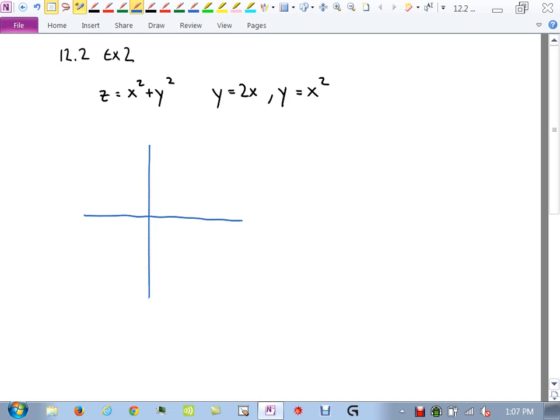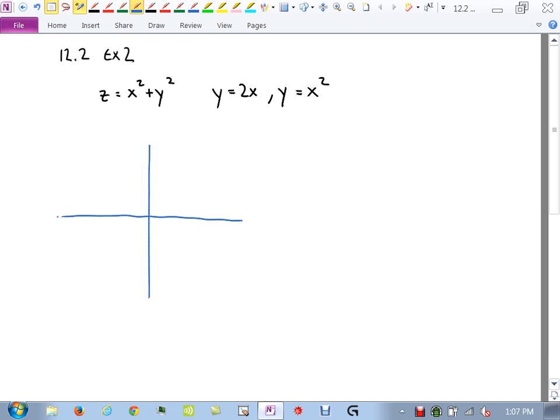Okay, so for example 2, in 12.2, we have: find the volume under z equals x squared plus y squared on the region bounded by y equals 2x and y equals x squared. Now, you've got the picture of this in your notes, but let's act like we don't have that picture and figure out how we're going to do this. I like to draw the domain first, if possible.